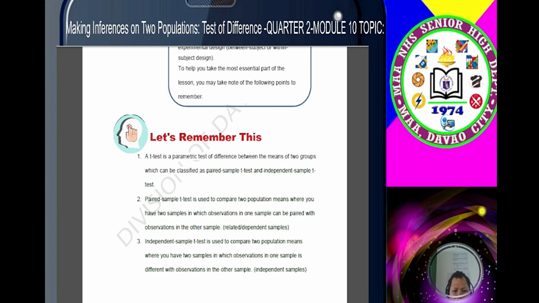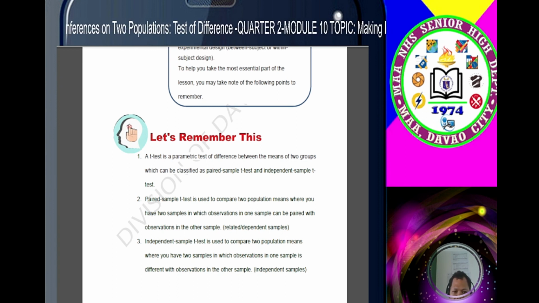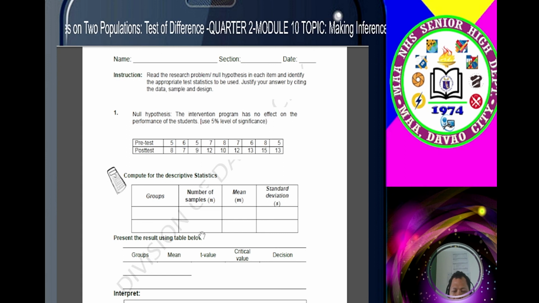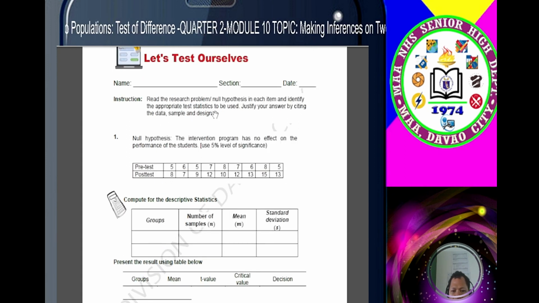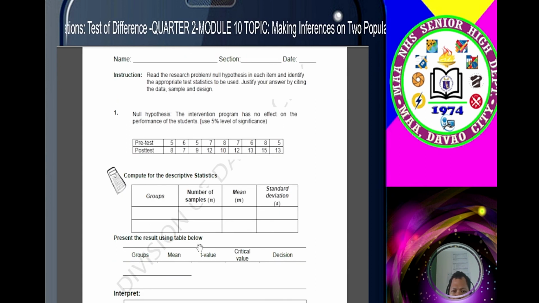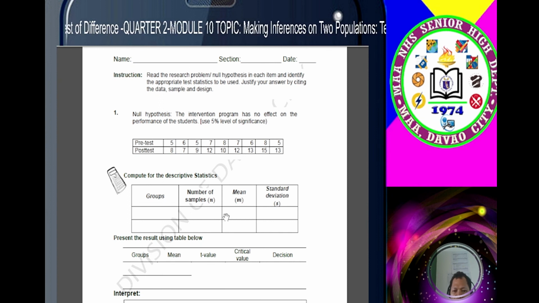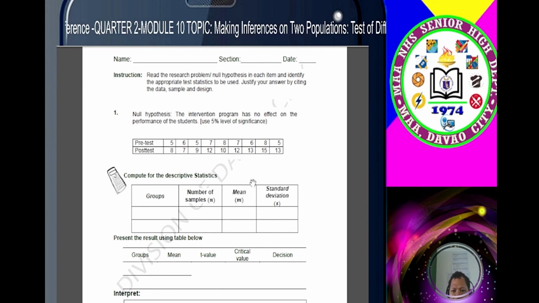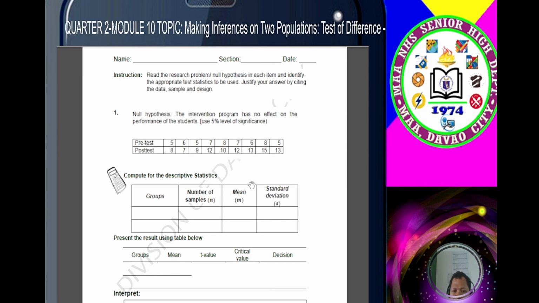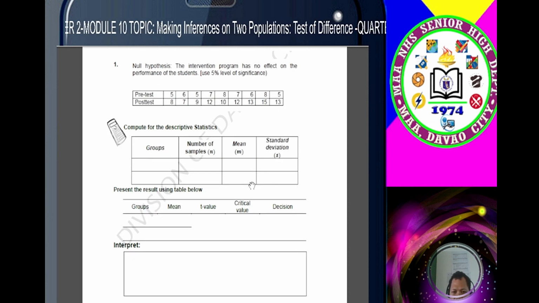Then another exercise, you answer this in your paper. Compute it. You can compute manually, then you can counter check it using the JAS software.